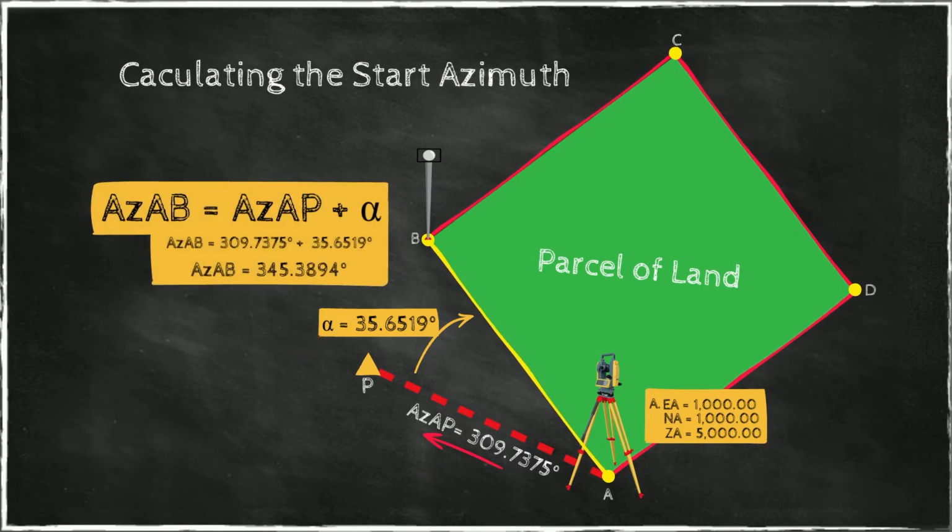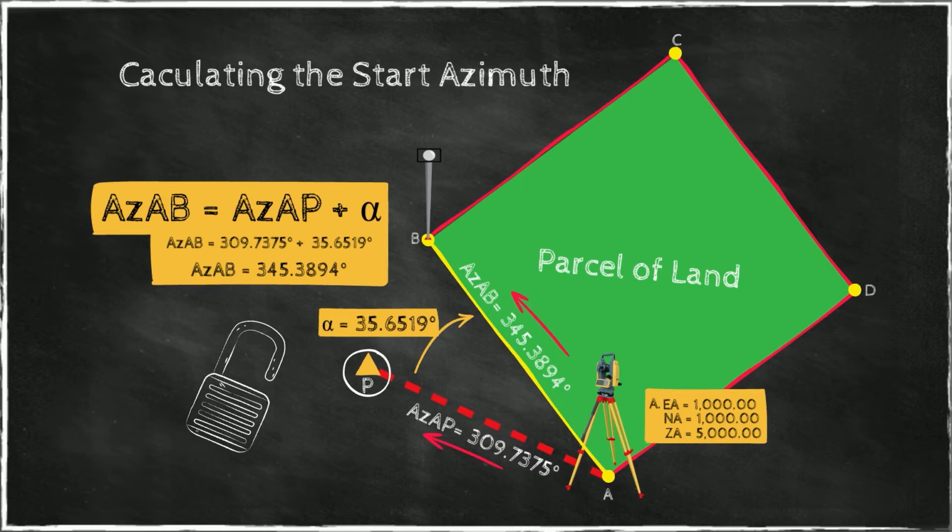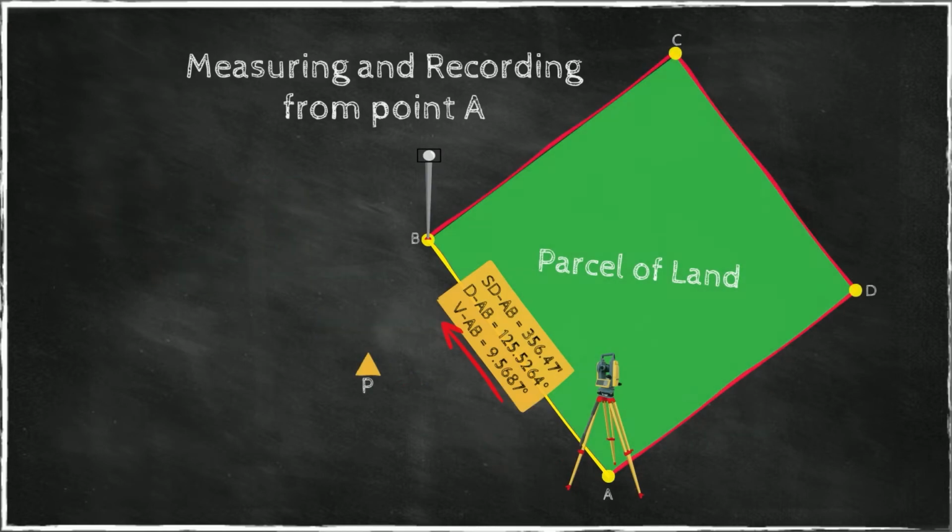So we have achieved two important things. This figure is held in place by this point. It's not shifting laterally. And this azimuth prevents this figure from rotating freely. So it is locked in place. And now we can continue collecting the data for the remainder.